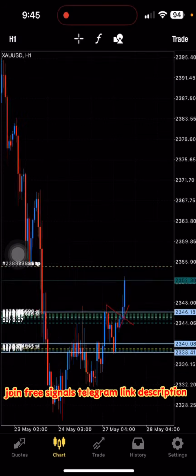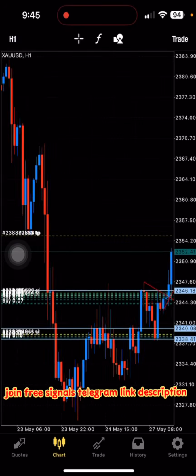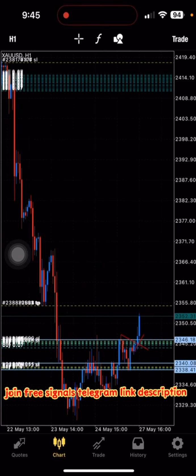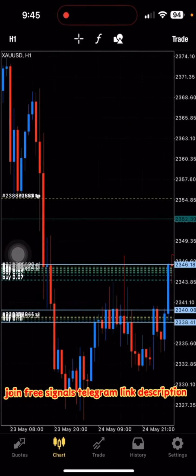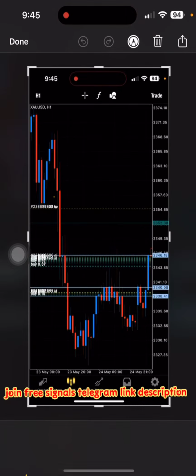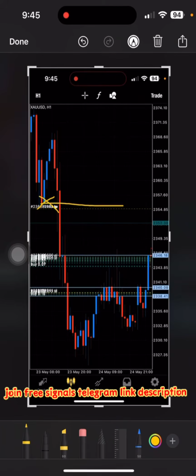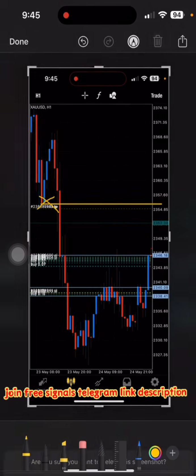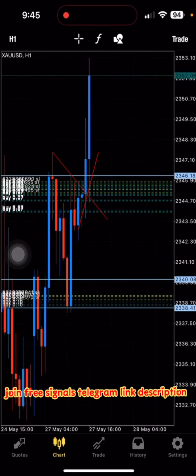So we still have another TP. Why am I giving TP here? Because of another roadblock here. Another roadblock at this level. This is level support breakout. So just mark this as a roadblock that gold needs to touch today.